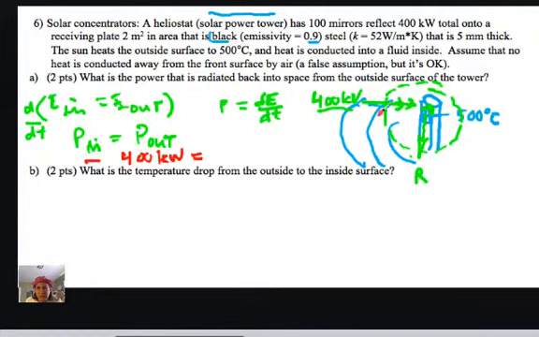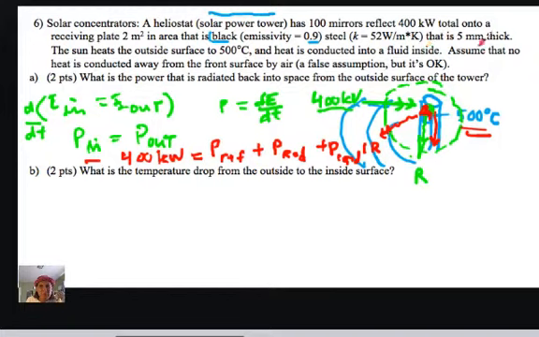What is the power out? Some is, we're going to say, power reflected back into space, plus the power radiated. We know that this thing at 500 degrees C will actually be emitting infrared light back into space, or infrared radiation. So that's part of the power radiated, plus the power, we'll just say, conducted away by whatever fluid is flowing back here on the other side of this 5 millimeter plate.